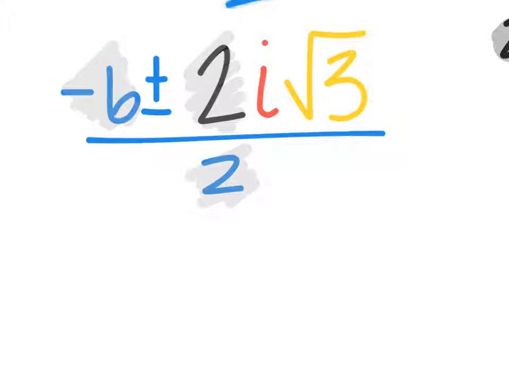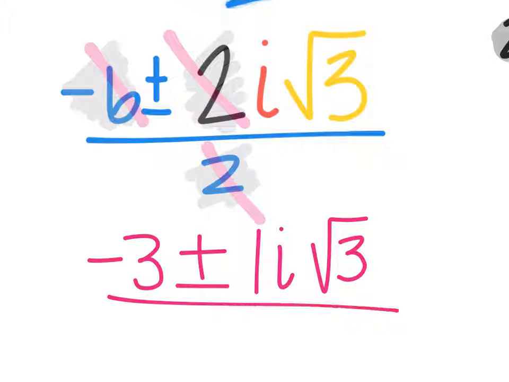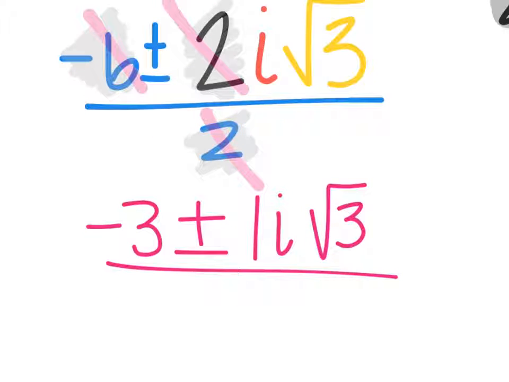So -6, 2, and 2 are all divisible by what number? 2. So if I divide them all by 2, -6 divided by 2 is -3. So I have -3 plus or minus. What is 2 divided by 2? 1. Do I have to write that 1? I could if I wanted to. I'm going to write it just so you can see that it's there, and it's fine if you write it. And then I still have square root 3.